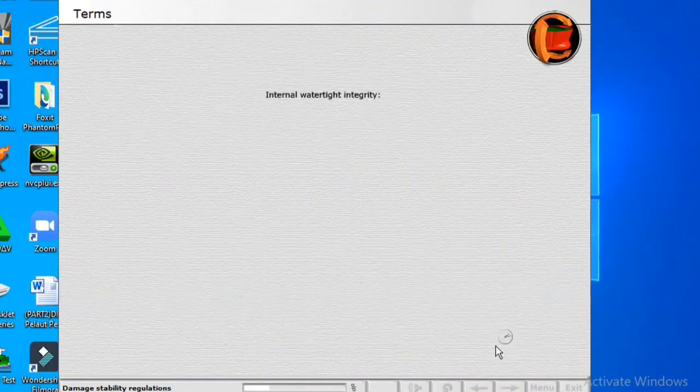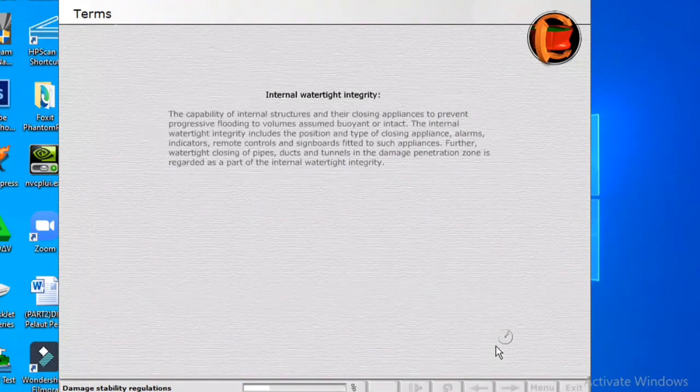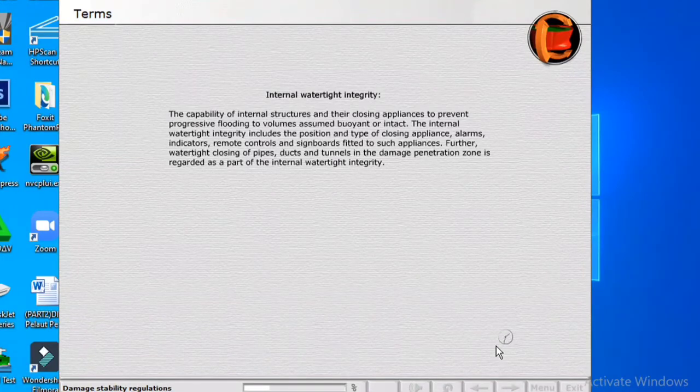Internal watertight integrity. The capability of internal structures and their closing appliances to prevent progressive flooding to volumes assumed buoyant or intact. The internal watertight integrity includes the position and type of closing appliances, alarms, indicators, remote controls, and signboards fitted to such appliances. Further, watertight closing of pipes, ducts, and tunnels in the damage penetration zone is regarded as a part of the internal watertight integrity.